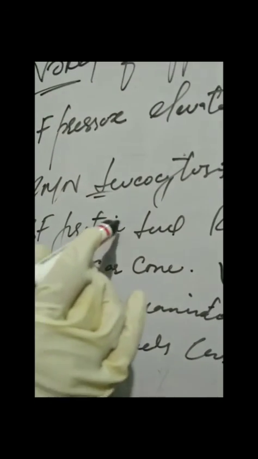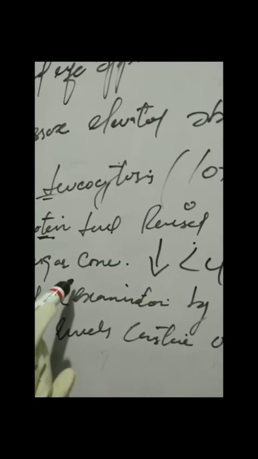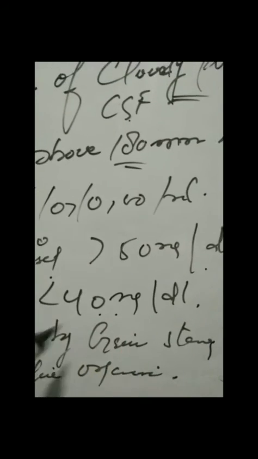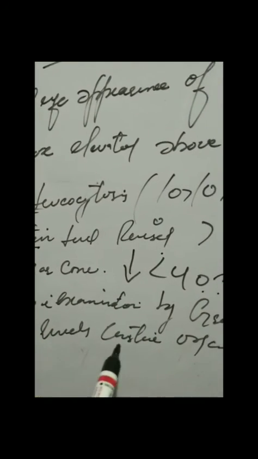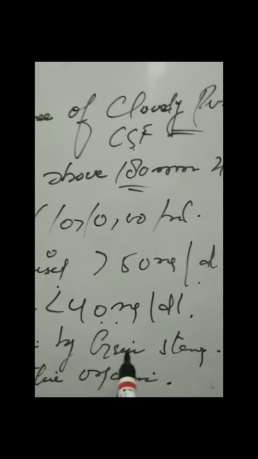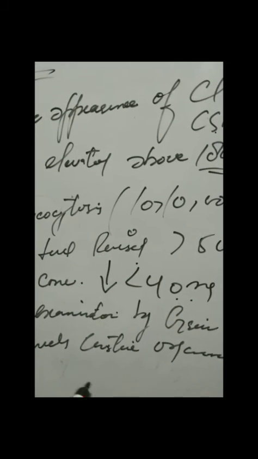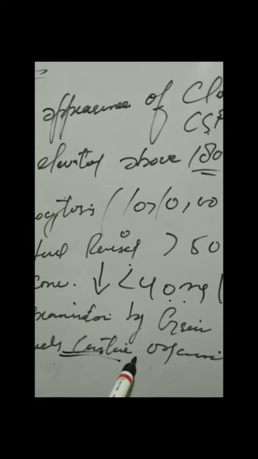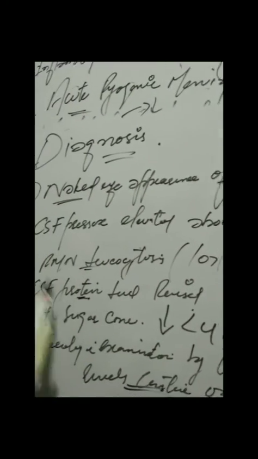The fourth diagnostic alteration we can see in CSF is the protein level that's raised, above 50 mg per deciliter. Fifth is the sugar concentration that's decreased, lower than 40 mg per deciliter. And sixth, the bacteriologic examination, which is done by gram staining, reveals the causative organism. This was all about acute pyogenic meningitis.